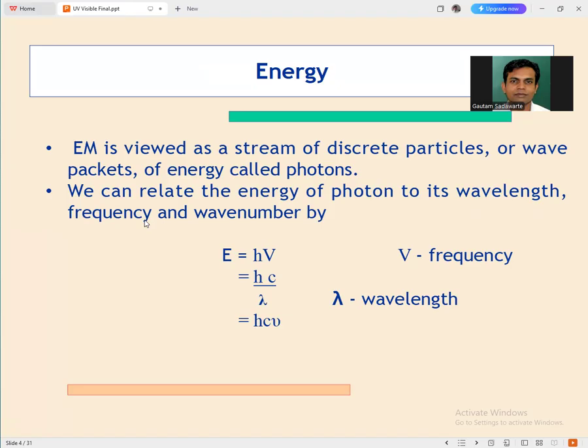So again, it is given here as hc nu, where h is the Planck constant and its value is 6.63 into 10 to the power minus 34. And this is the energy, E is equal to h nu, or hc by lambda, or hc nu. It is a very important equation. Some problems may be asked on this equation at the UG level as well as the PG level.